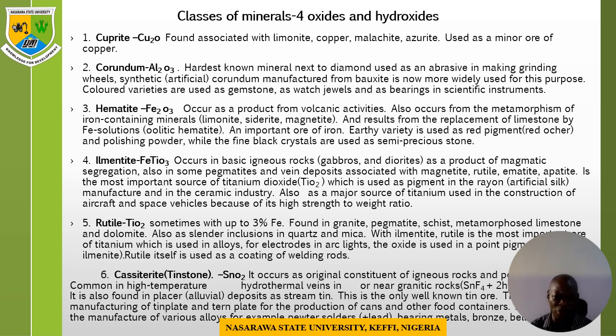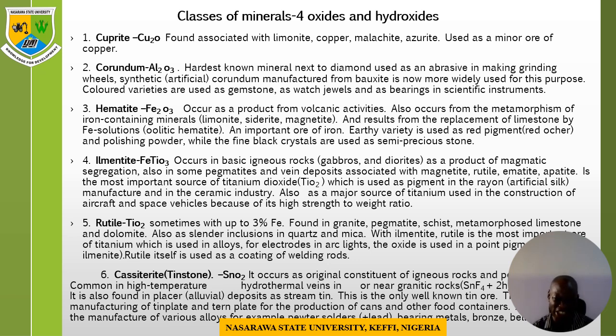Hematite occurs as a product of volcanic activities, also found from the metamorphism of iron-containing minerals like limonite, siderite, magnetite, and results from the replacement of limestone by the iron solutions of hematite. An important ore of iron. Earthy varieties used as pigment, rouge, and polishing powder, while the fine black crystals are used as semi-precious stone.